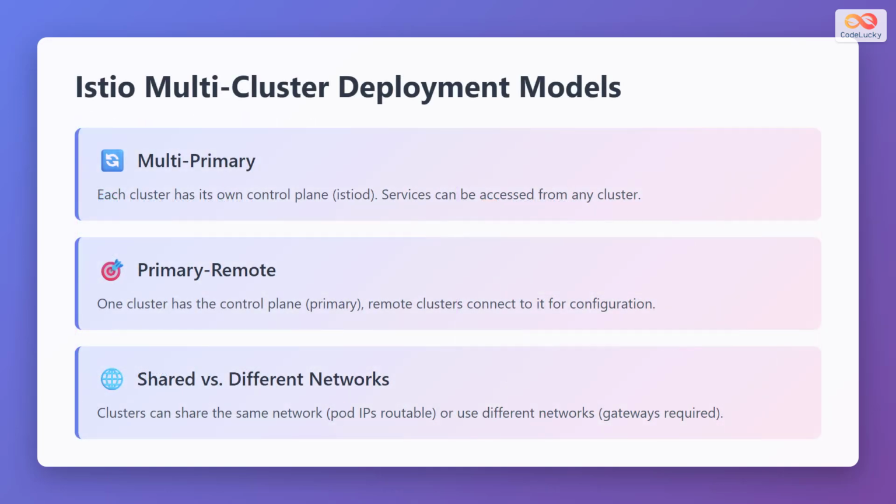Istio supports several deployment models for multi-cluster setups. In the multi-primary model, each cluster has its own control plane called Istiod, and services can be accessed from any cluster in the mesh. The primary-remote model features one cluster with the control plane, called the primary, while remote clusters connect to it for configuration without running their own control plane. Additionally, clusters can share the same network, where pod IP addresses are directly routable, or use different networks, where east-west gateways are required for cross-cluster communication.